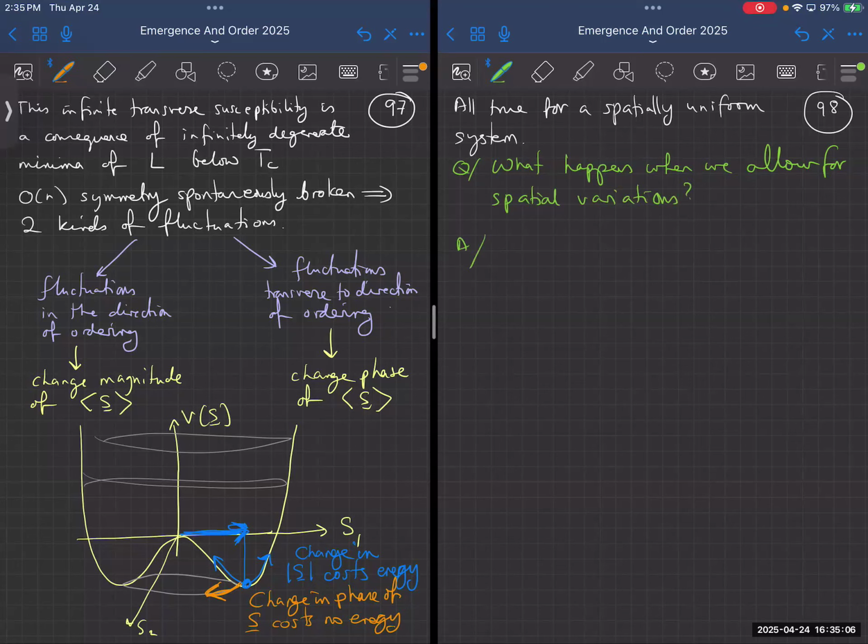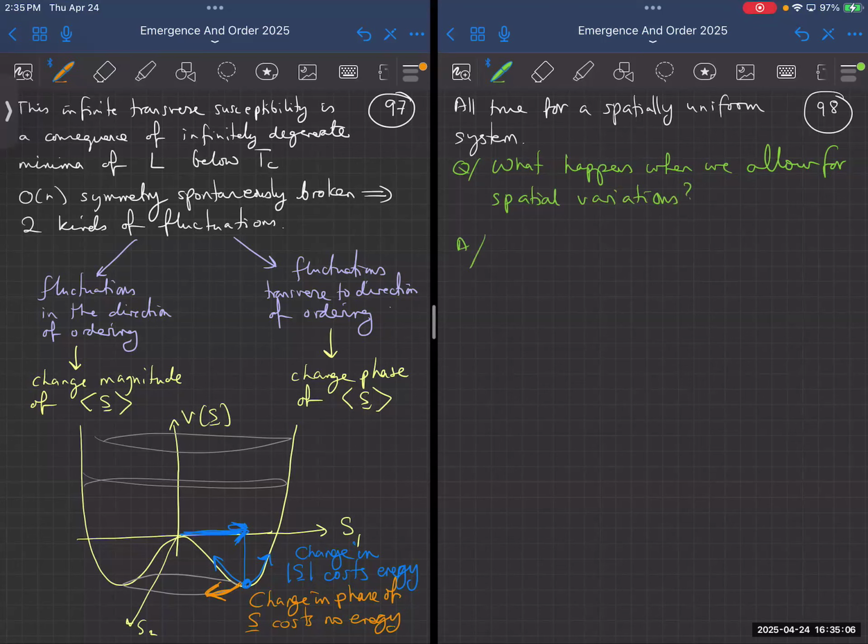Then the energy cost goes up. So what that means is that if I were to compute the excitation spectrum of the system, say I give you a mode that has wave number k. I want to compute the energy spectrum of that. How much does that thing cost?